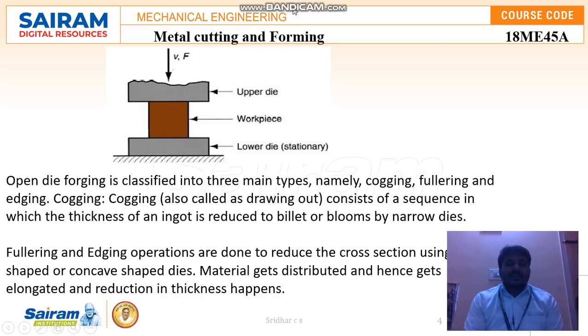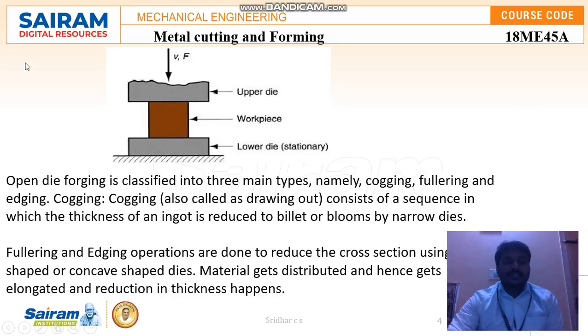Open die forging is classified mainly into three types, namely cogging, fullering, and edging. Cogging, also called drawing out, is a sequence in which the thickness of an ingot or billet is reduced and a narrow section can be formed. Fullering and edging operations reduce the cross section using concave and convex shaped dies. The material is elongated and the thickness is reduced. These are the types that can be performed using open die forging.